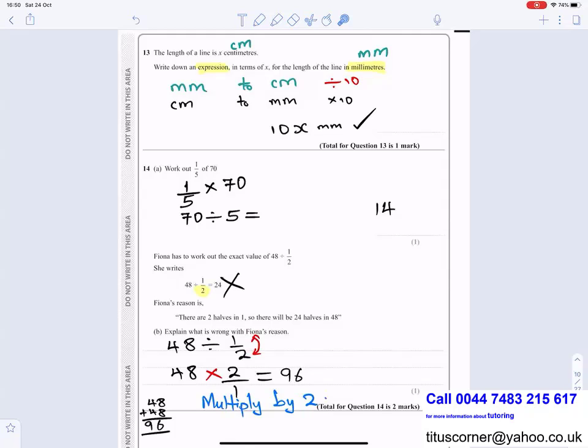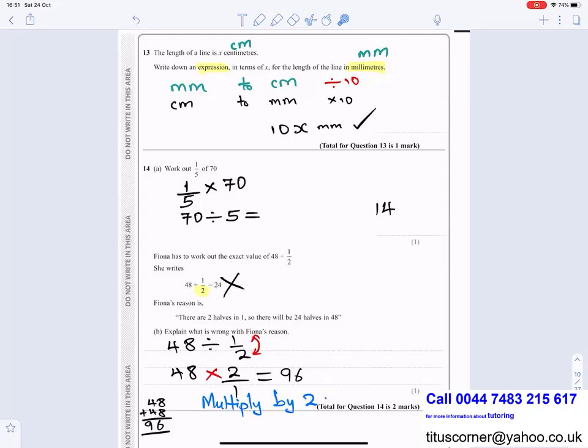Next part. Fiona has to work out the exact value of 48 divided by a half. She writes 48 divided by a half is 24, which is wrong. Fiona's reason is there are 2 halves in 1, so there will be 24 halves in 48. Explain what is wrong with Fiona's reasoning.